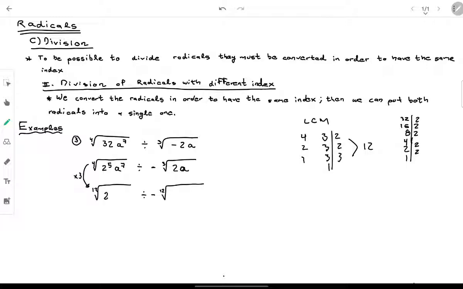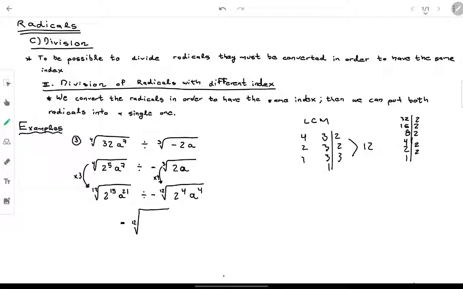So here it's going to be 2 to the 5 cubed. It's going to be the power 5 to the power 3, 5 times 3, that is 15. A is going to be 7 times 3, it's going to be 21. The other one, of course, 3 to become 12 gets multiplied by 4, so we need to power it by 4, so it's going to be 2 to the 4, a to the 4. What happens next? We can put them in a single one.